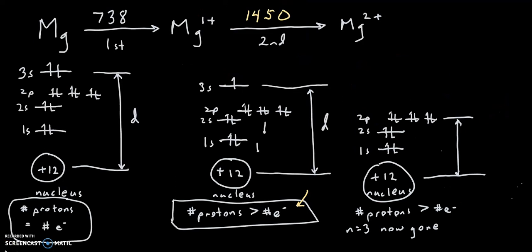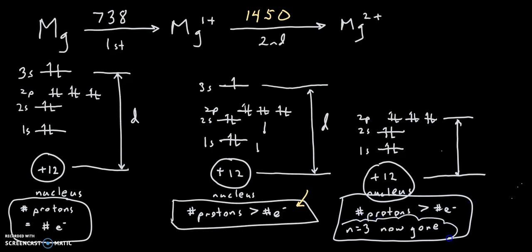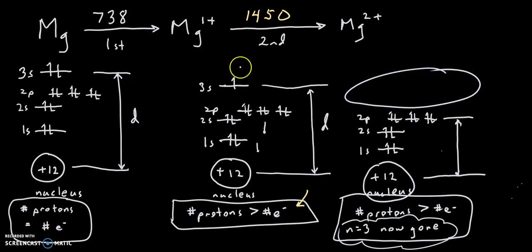When we now look at the atomic arrangement for an Mg2+ ion, we can see the number of protons is greater than the number of electrons. Another thing is that the n equals 3 energy level is now gone. It's missing from the structure because when we extracted the electron from the 1+ ion to turn it into a 2+ ion, the n equals 3 energy level has no electrons in it and is no longer part of the atomic structure.